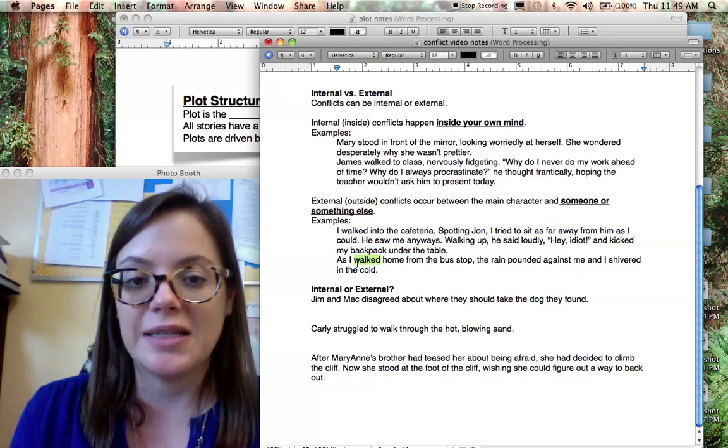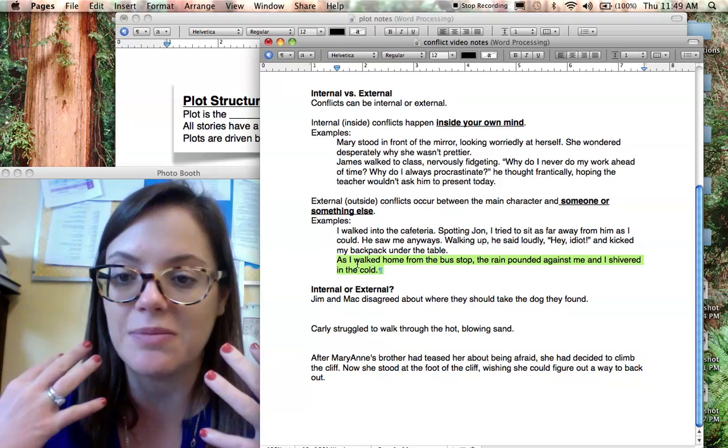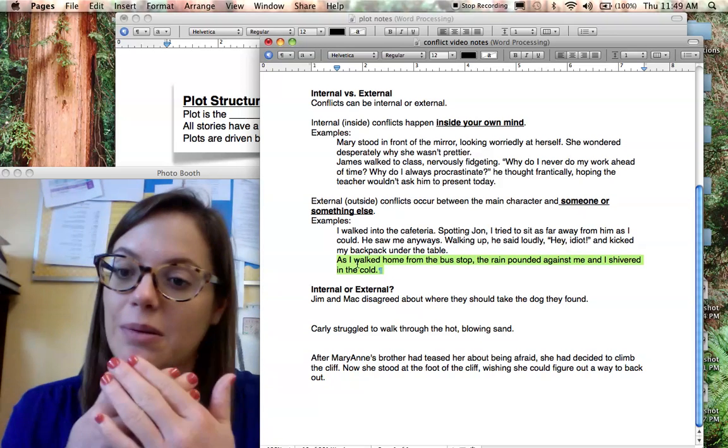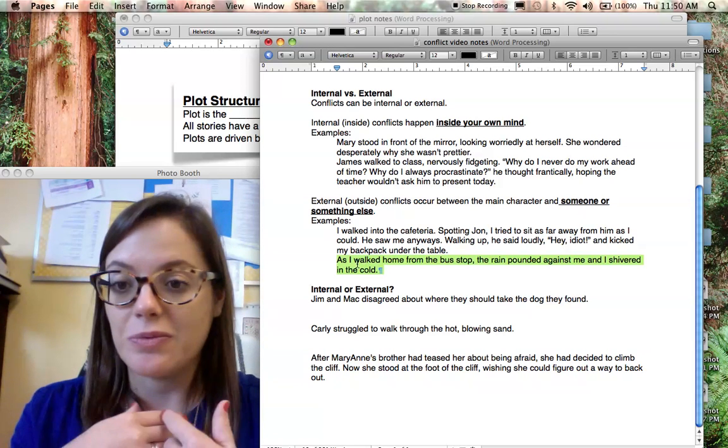Let's look at our second example. As I walked home from the bus stop, the rain pounded against me and I shivered in the cold. So this one, even though it's not between two people, it's still an external conflict because our narrator is in conflict with nature.